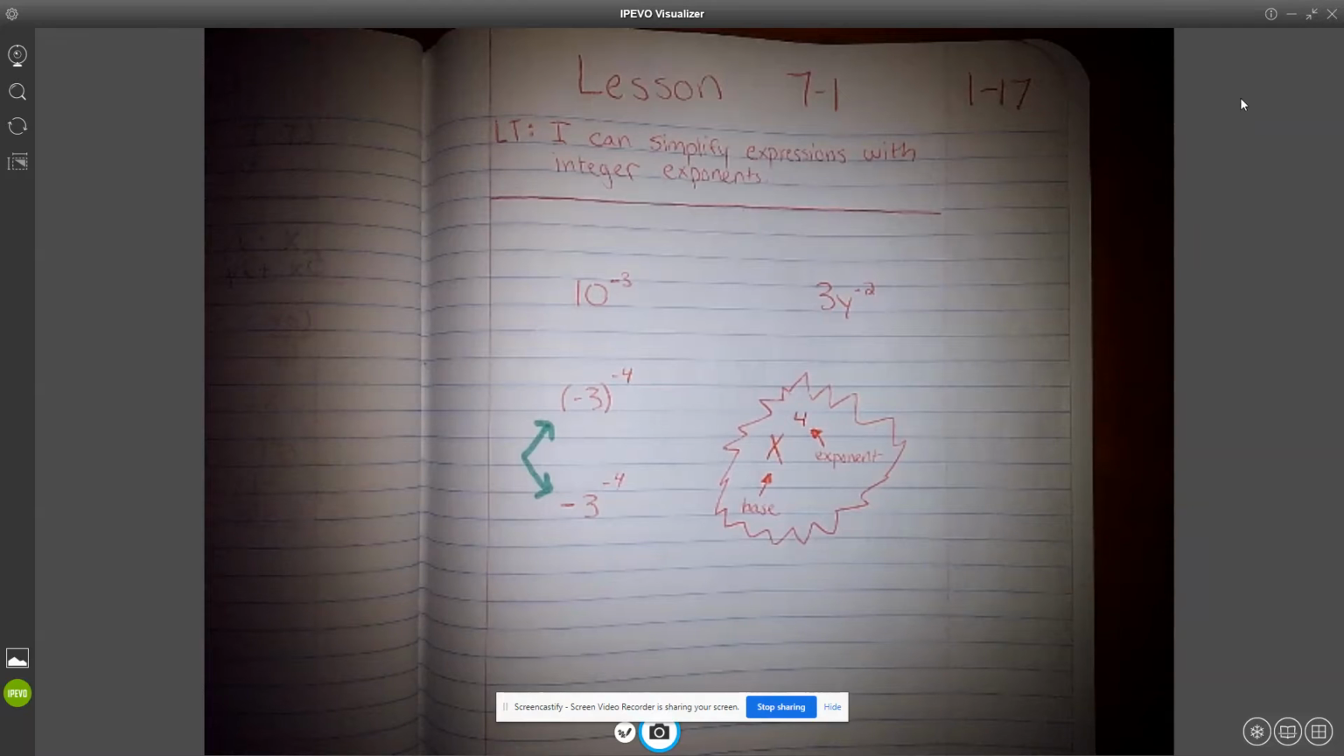Hey there, algebra. Got lesson 7-1. I can simplify expressions with integer exponents. Going to be doing problems 1 through 17 on this one. Not too hard of a lesson.